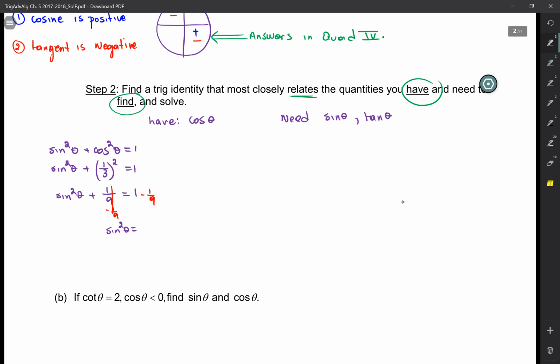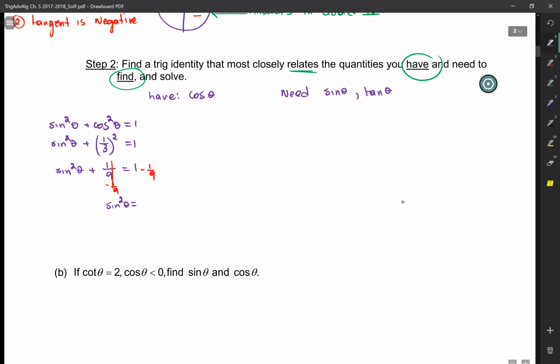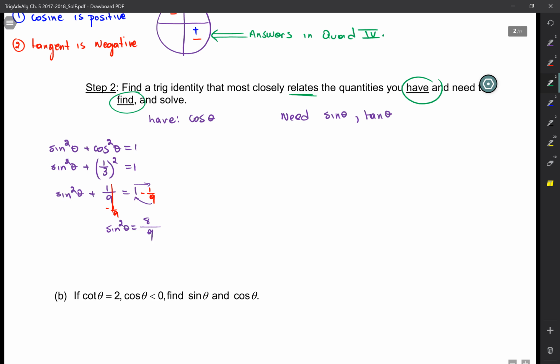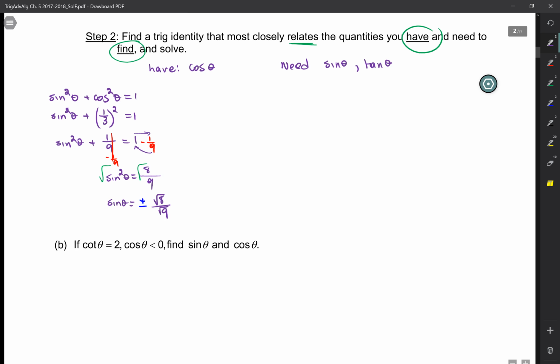So remember what we were doing? You multiply this way, and then you add that way. 8 over 9. We need to find sine of theta, so I take a square root of both sides. So sine of theta is plus or minus root 8 over 9. So root 8 over root 9. Okay? So sine of theta is plus or minus, what's root 8? Can we simplify root 8? 2 root 2 over 3.